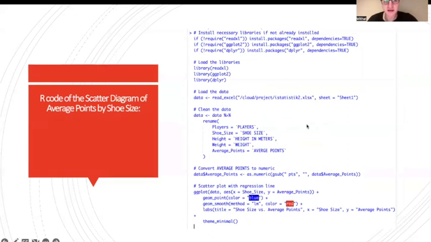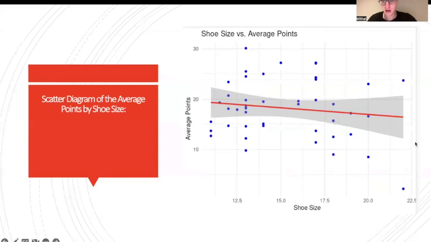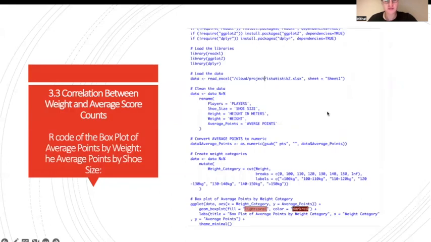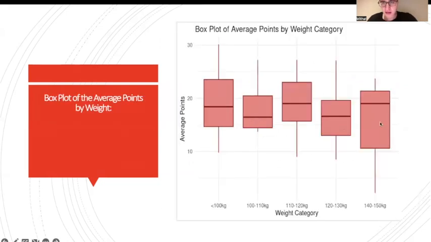Here in this slide, we can see the R code for the scatter diagram of average points by shoe size. As this red line shows, there is a negative slope for the shoe size. As shoe size gets higher, the average points get lower, as we saw in the box plot. Here we can see the R code for the box plot of average points by weight. And in this box plot, there isn't really a trend, so we can't say there is an impact as the weight changes.